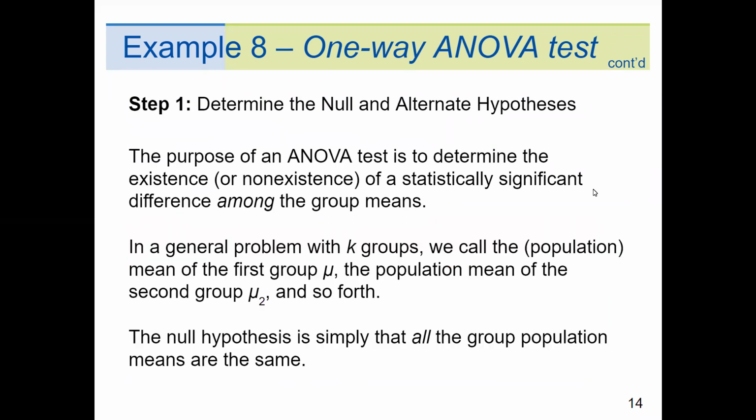Step 1, determine the null and alternate hypothesis. The purpose of an ANOVA test is to determine the existence or non-existence of a statistically significant difference among group means. In a general problem with K groups, we call the population mean of first group mu sub 1, the population mean of second group mu sub 2, and so forth. The null hypothesis is simply that all of the group population means are the same.